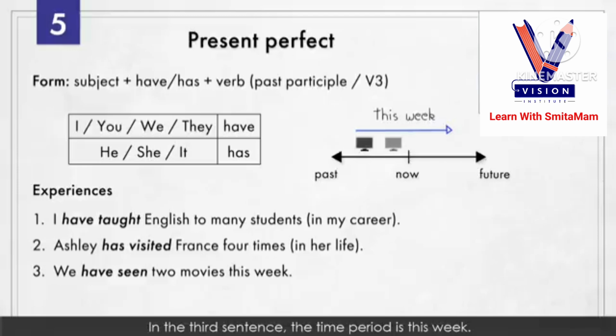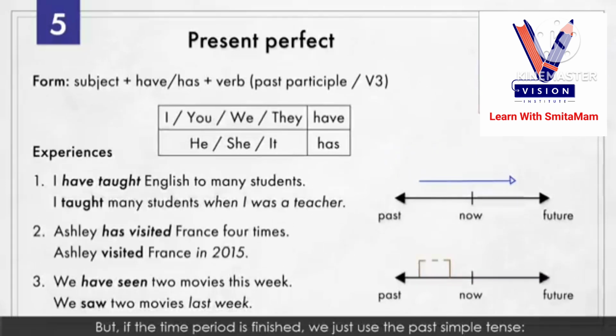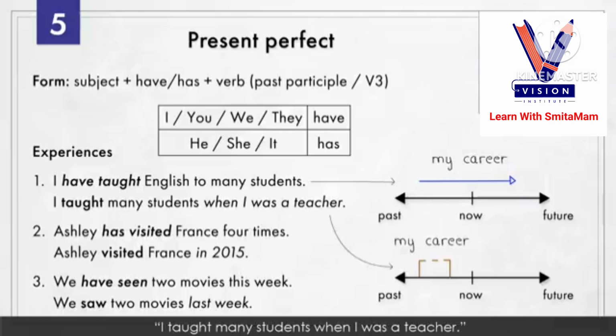In the third sentence, the time period is this week. Maybe today is Wednesday, so this week is not finished. We might see another 2 movies before the end of the week. So in this sentence, the time period is continuing or ongoing. My career, Ashley's life, and this week. But if the time period is finished, we just use the past simple tense. I taught many students when I was a teacher.